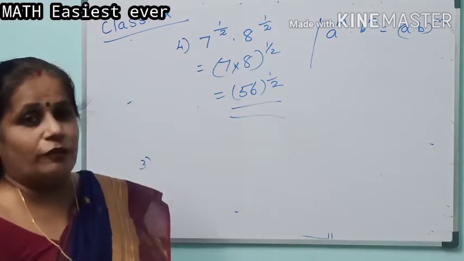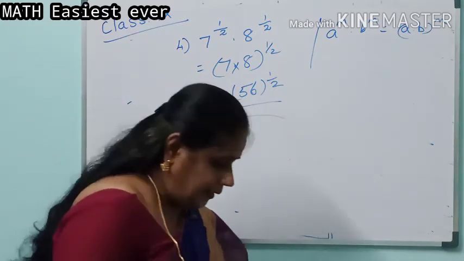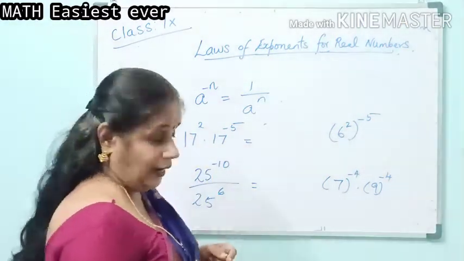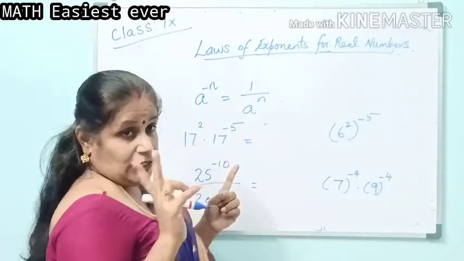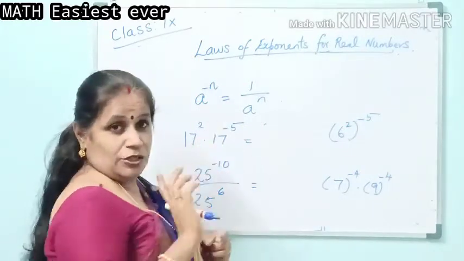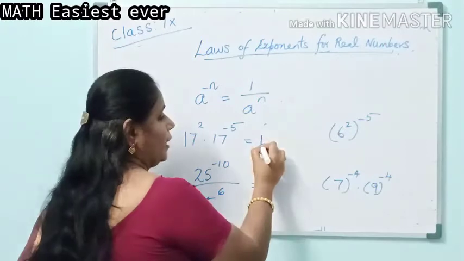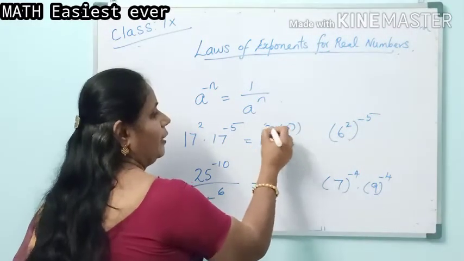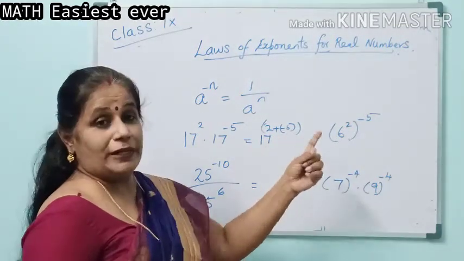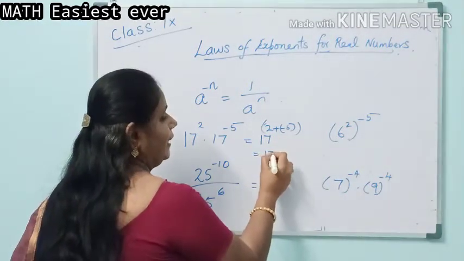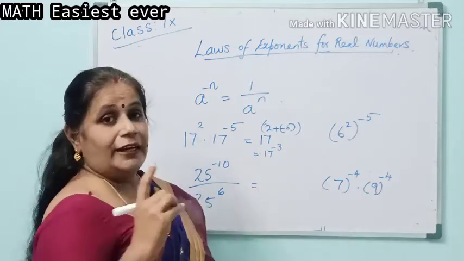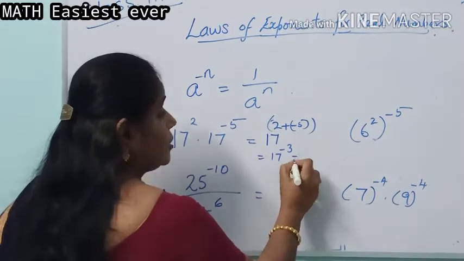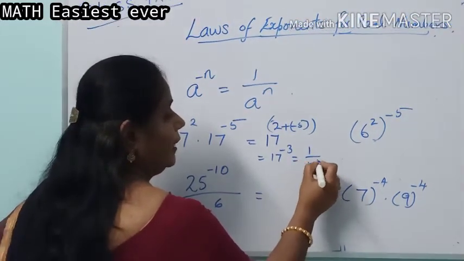Okay children, let's go for the next type. 17 raised to 2 into 17 raised to minus 5. You have the first law, a raised to m into a raised to n. What is a raised to m into a raised to n? A raised to m plus n. n is minus 5 here. So 17 raised to 2 plus minus 5, so that is 17 raised to minus 3. 17 raised to minus 3 is of the a raised to minus n form, so your answer is 1 by 17 raised to 3.